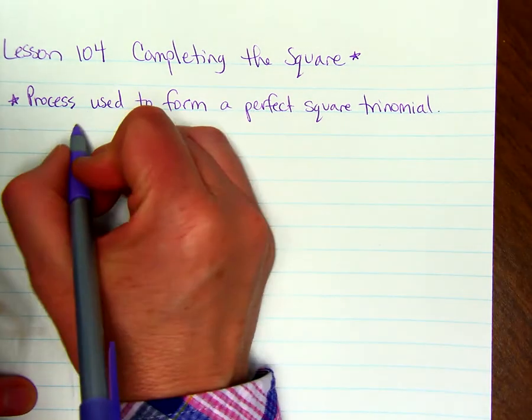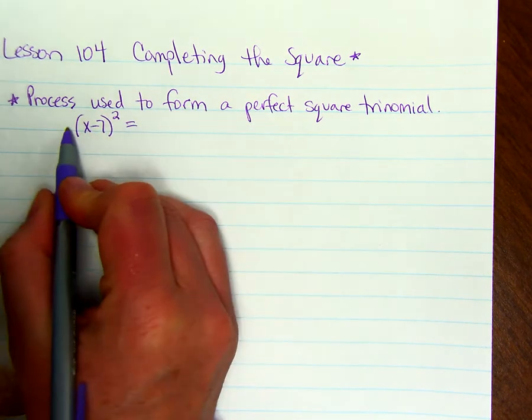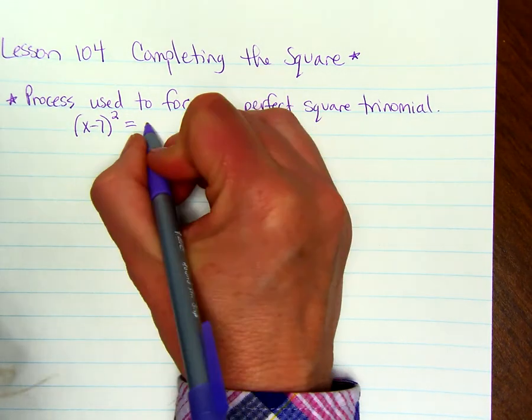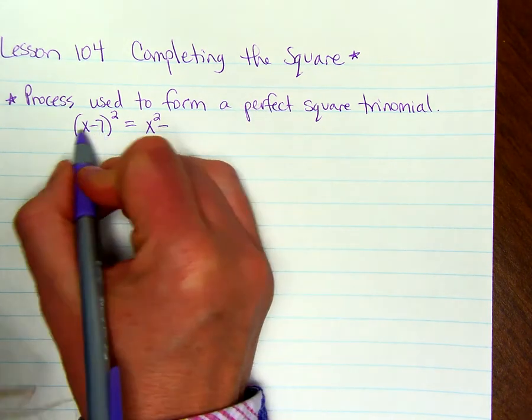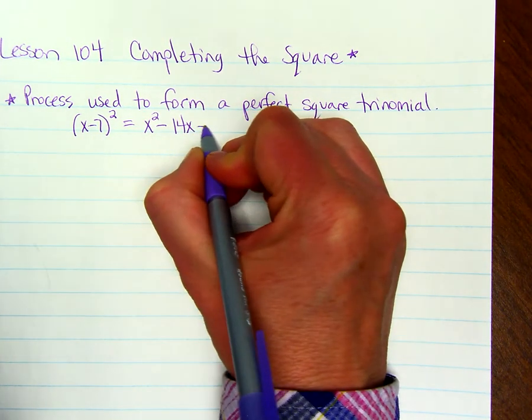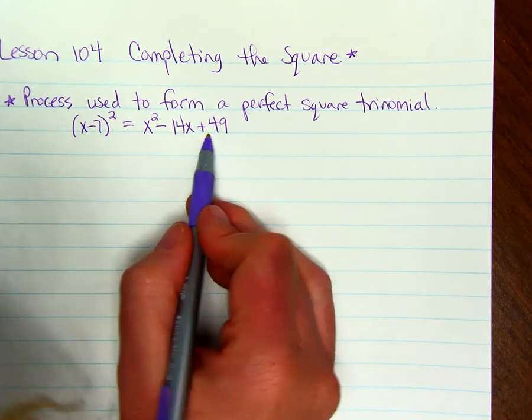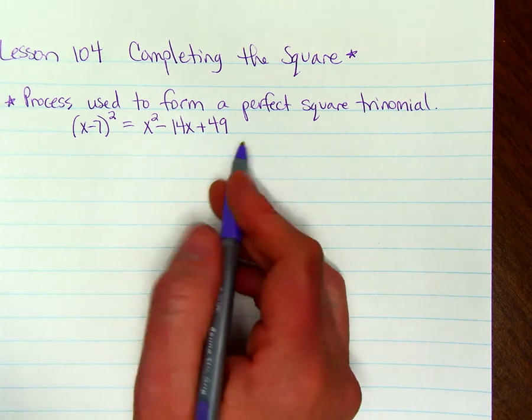So here's an example of a perfect square binomial. And then trinomial, when we multiply this out, we get x squared minus 2 times 7 times x, which is 14x, plus 7 squared, which is 49. So that's a perfect square trinomial, an example of one.